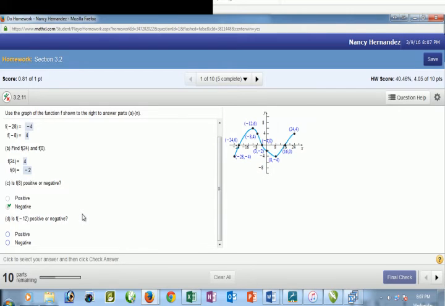Now, is f of -12 positive? Go find -12, go up to it. It's what? Positive. Positive 6.